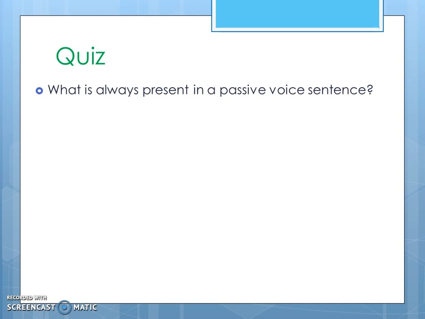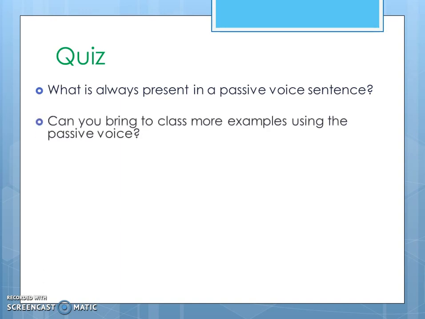Bring the examples to class. Can you bring to class more examples using the passive voice? I'm sure you're going to find many cases where you can create more examples. So be creative. Make up sentences, make up situations. I don't care. What I really care is that you are using the passive voice and understanding when to use them.